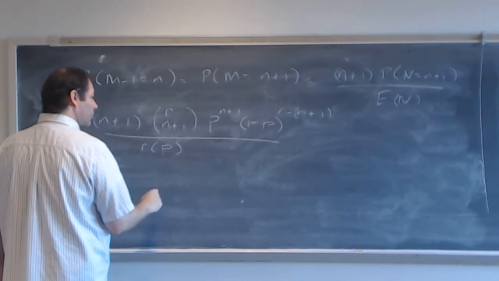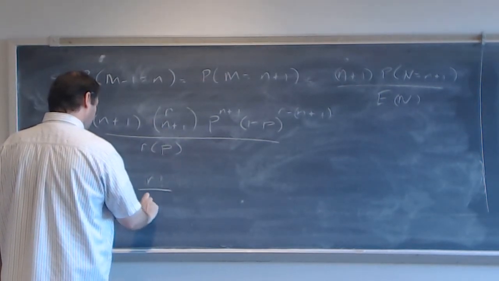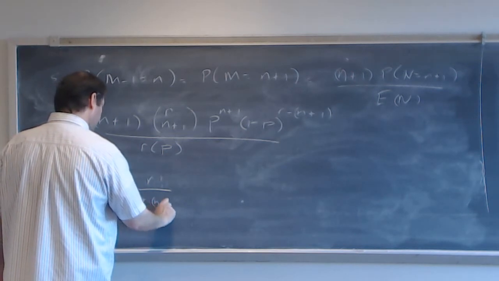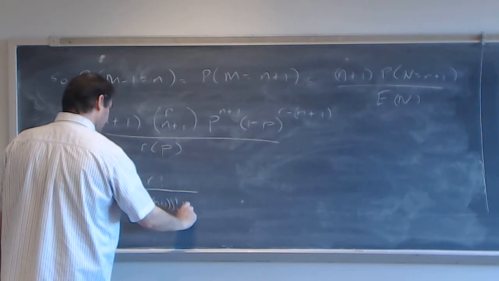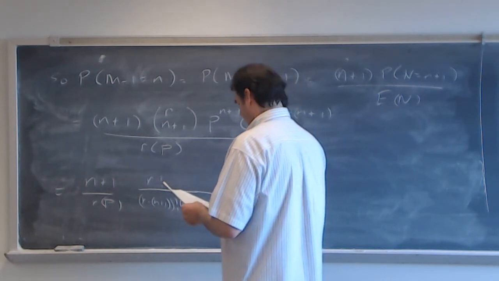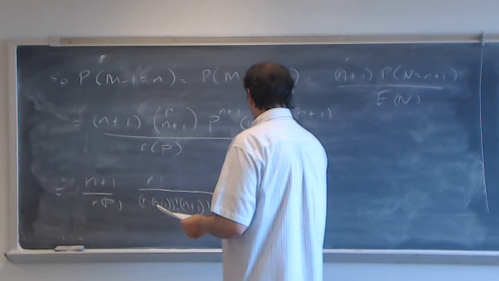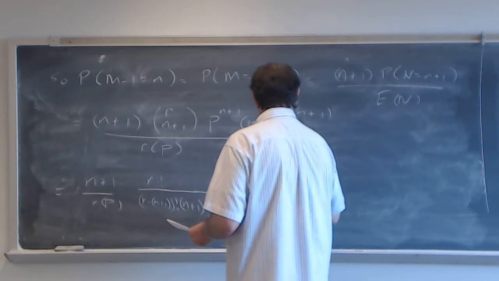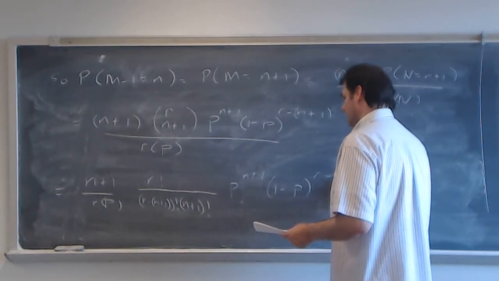Here, I'm going to rewrite this as r factorial over r minus n plus 1 factorial, and here's the n plus 1 factorial. Here is the p to the n plus 1, 1 minus p to the r minus n minus 1, or r minus 1 minus n.